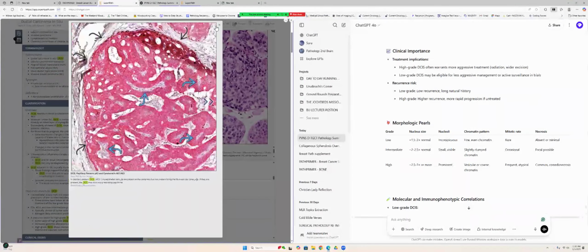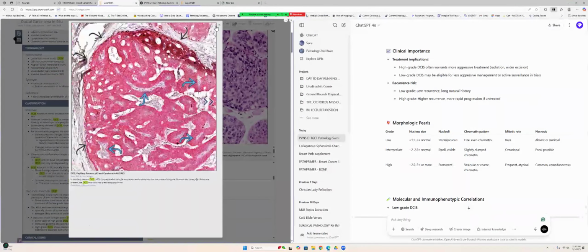When you grossly examine DCIS, you have to measure the extent of the DCIS. This is the breast duct, instead of the tumor. Here is the DCIS, for instance. If it is only on one slide, you measure the largest diameter. That's the extent of DCIS.